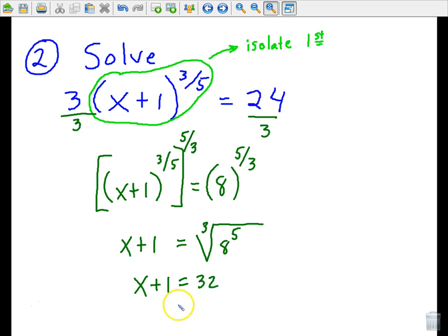And now it's pretty easy to get to our solution. Subtract 1 from both sides. Solution is 31. So the big takeaway here, the way to solve for x when we have a fraction exponent, is just raise that side to the inverse of that exponent.